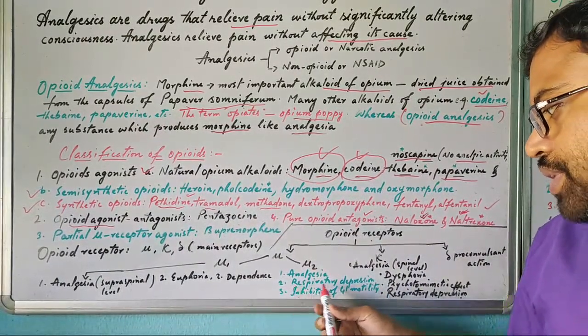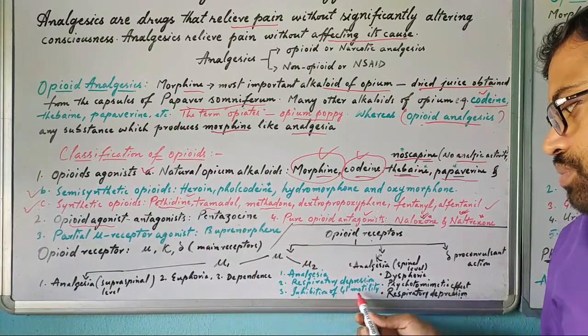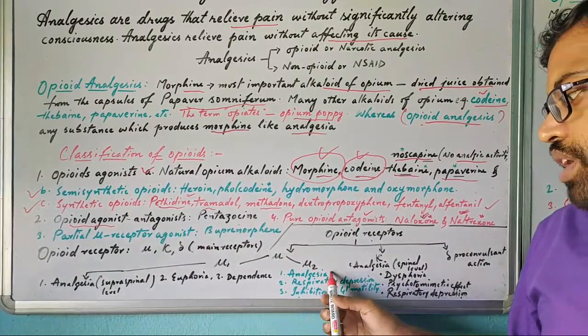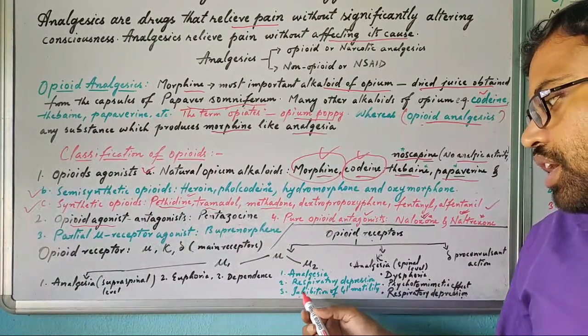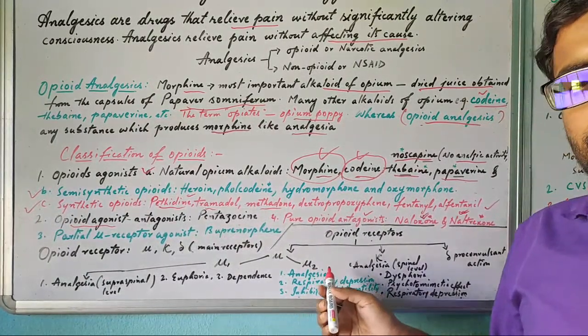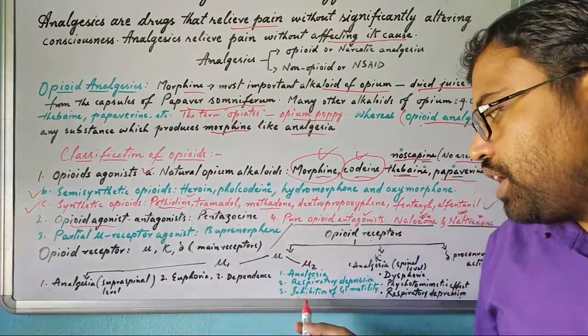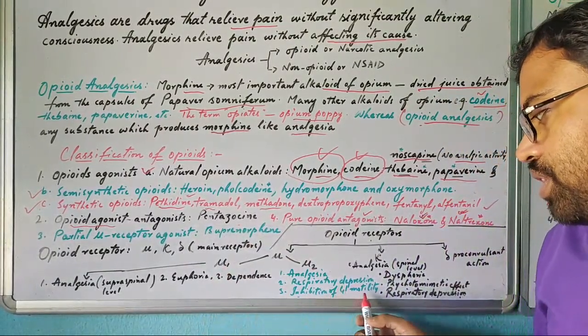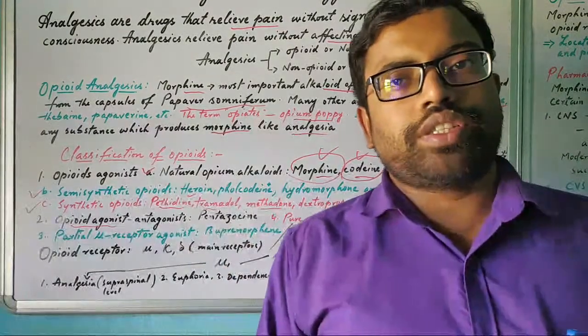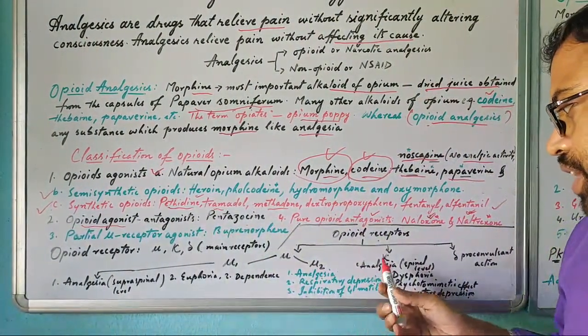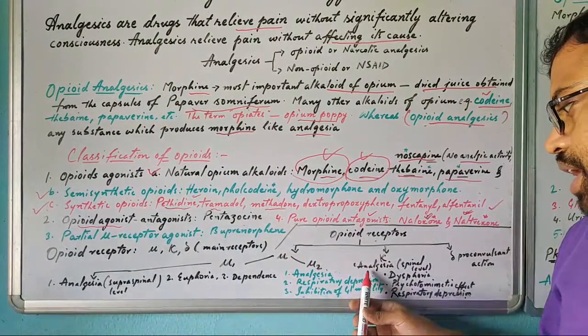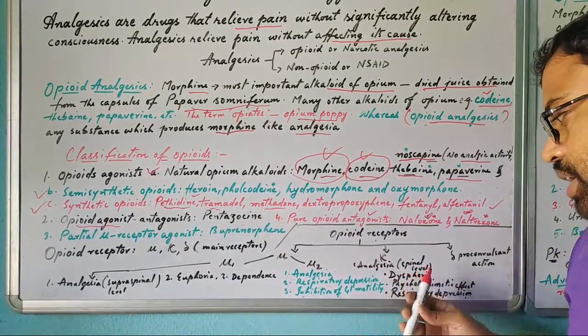Then respiratory depression will occur, then inhibition of GI motility. So it will relieve pain, then it will cause respiratory depression at the medulla. The respiratory depression center is on the medulla. Inhibition of GI motility means the gastrointestinal tract's motility will be reduced. Then kappa receptors have an analgesia effect at the spinal level.